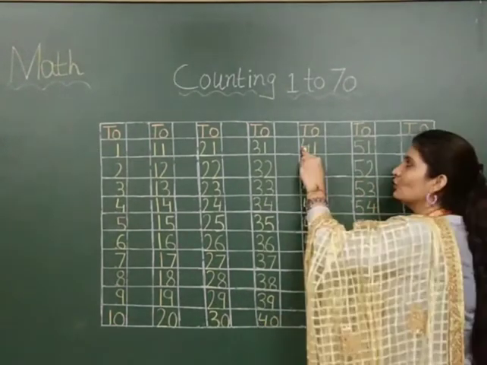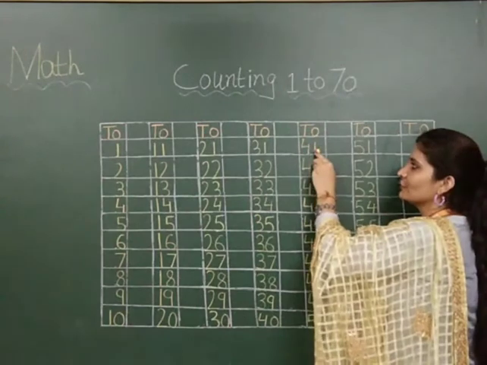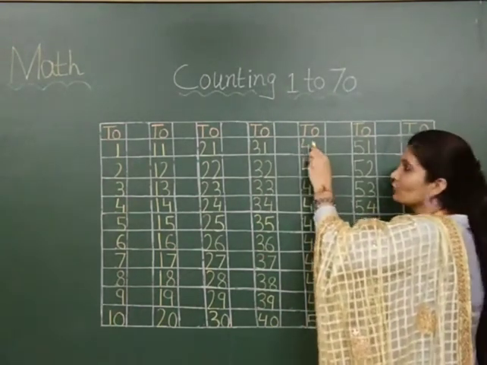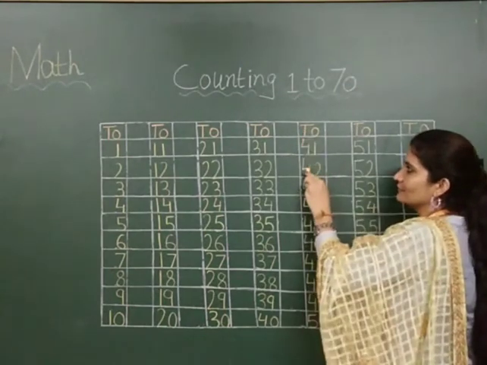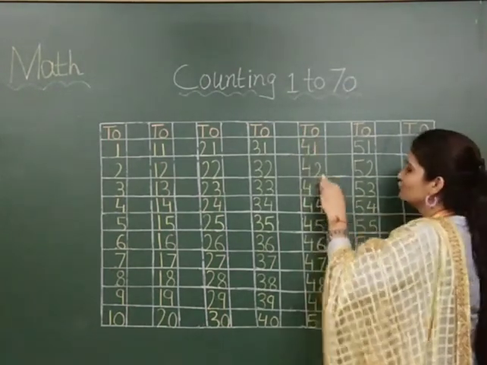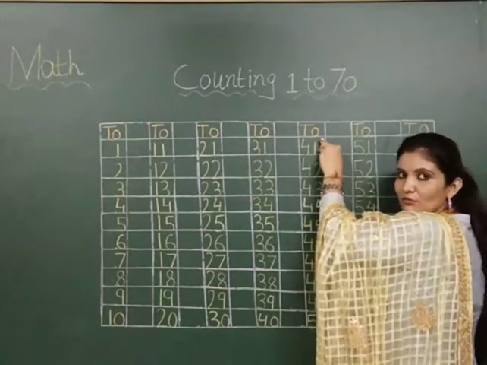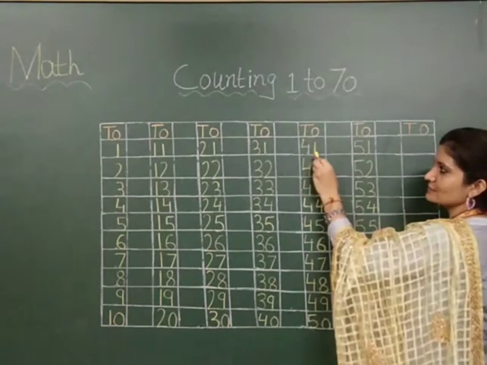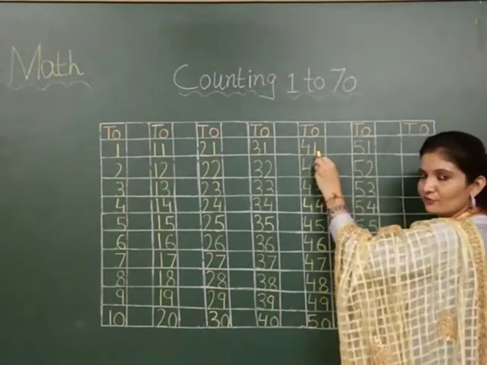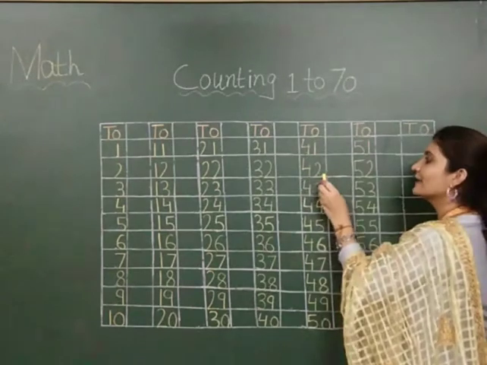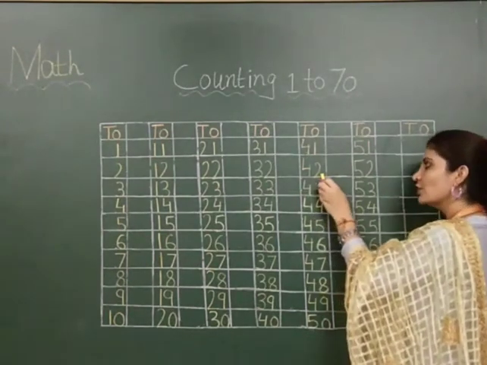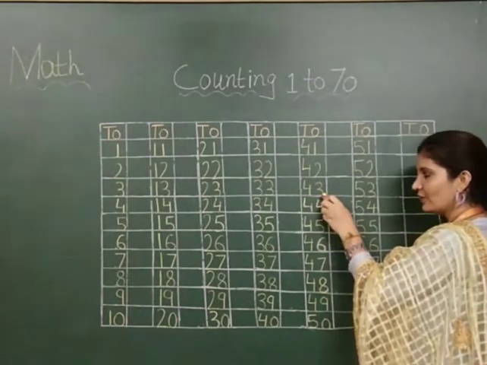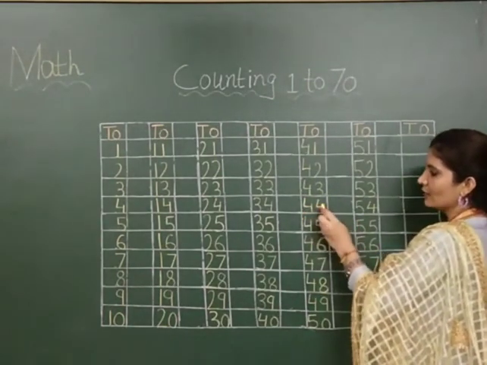Now 4, 1, 41. After 40 which line comes? You have to write 4 below T and the numbers 1, 2, 3 below O, means ones. Now see 4 and this is 1, it's called 41. Now 4 and then 2, 42. 4 and then 3, 43.